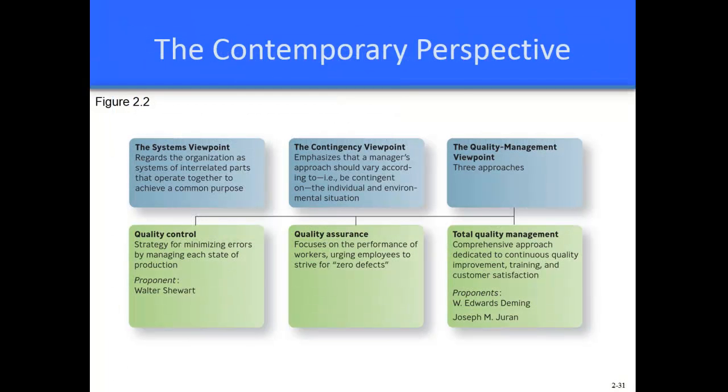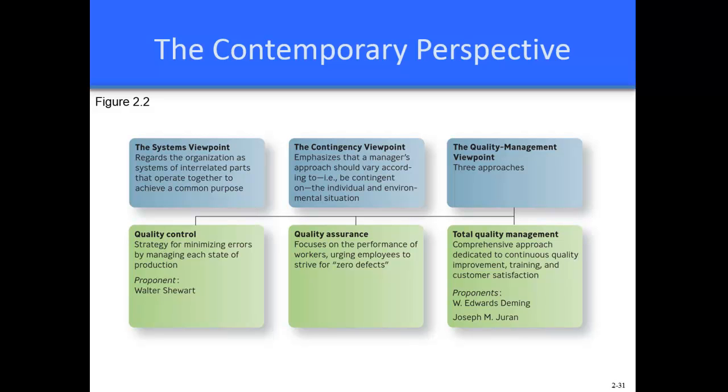In addition to the historical perspectives on management, there are three contemporary perspectives. Those are the systems viewpoint, the contingency viewpoint, and the quality management viewpoint. Now we'll use figure 2.2 from your text to break these three down. The systems viewpoint regards the organization as a system of interrelated parts, or a collection of subsystems, that operates together to achieve a common purpose. You can look at your organization as a collection of subsystems, parts making up the whole system, and your organization as a part of a larger environment.